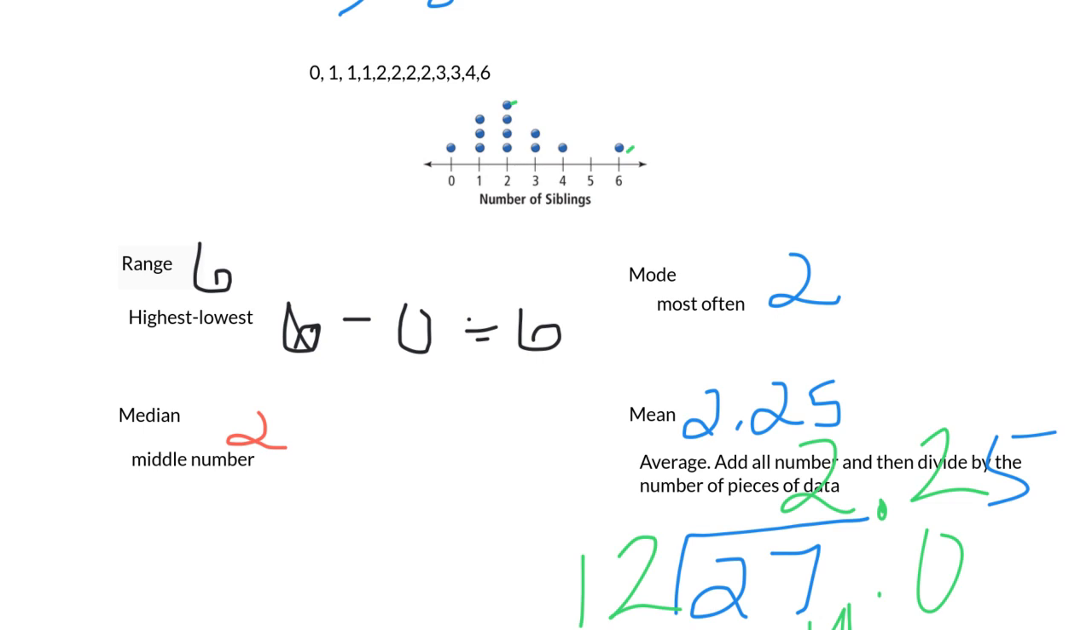Once again, range is high minus low. The median is that middle number once you sequence them all. The mode is whichever comes up the most often. And the mean is the average. You're going to add all the various values given to you and then divide it by the total number in that set.